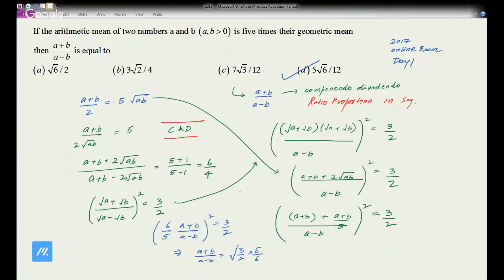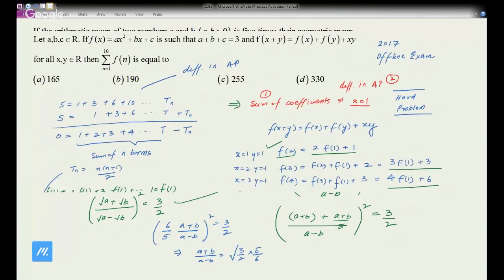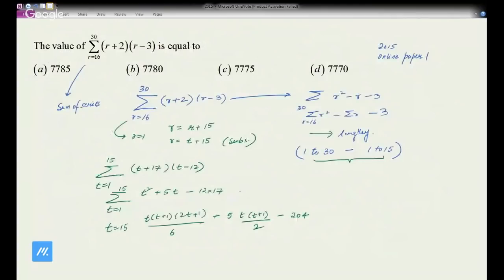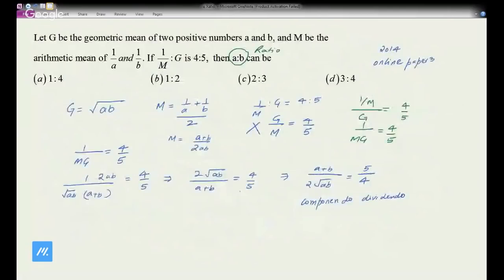Can you see this? So the pattern is common. Componendo dividendo questions are generally asked at JEE Mains. You should actually revise componendo dividendo. Now you just have to do componendo dividendo. I am leaving that part for you.